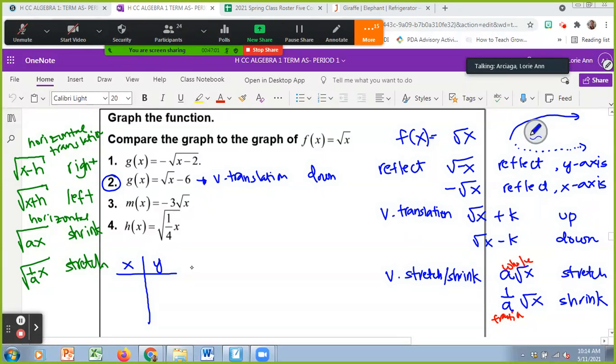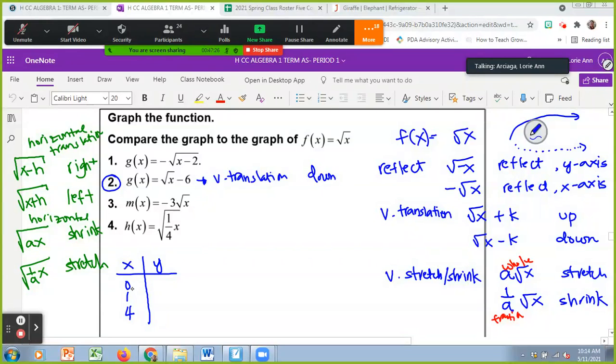Okay, so what were your original beginning points? Do you remember the perfect squares that I gave you earlier? What was the first one? If you don't remember, look at the notes, the first set of notes you copied. 0, and then 1, and then maybe one more. 4. Very good.